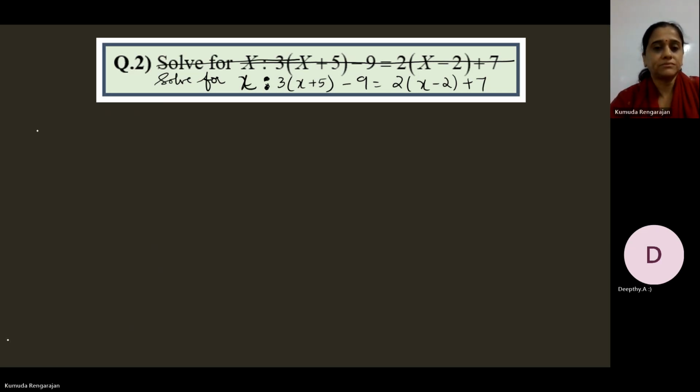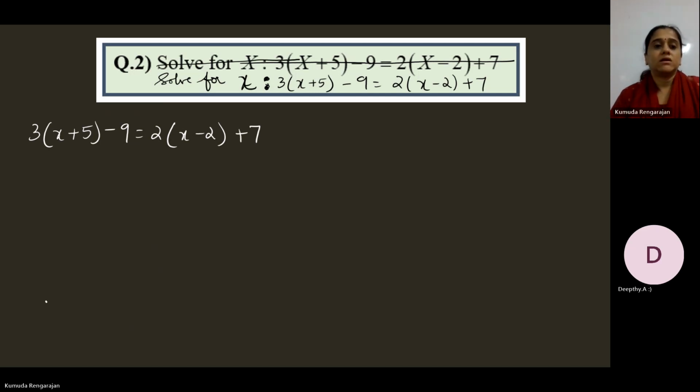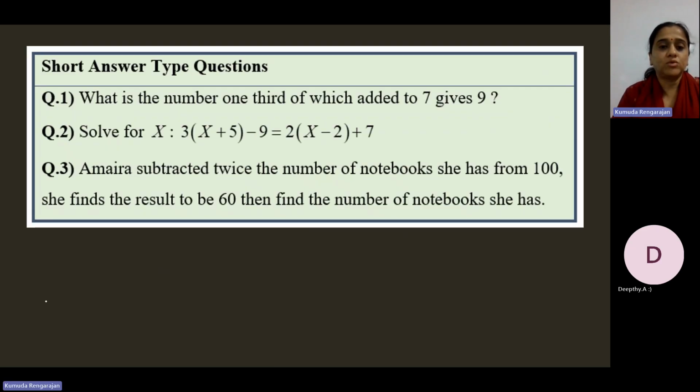Ready? So the equation is 3 into (x plus 5) minus 9 is equal to 2 into (x minus 2) plus 7. Now here the situation is different.